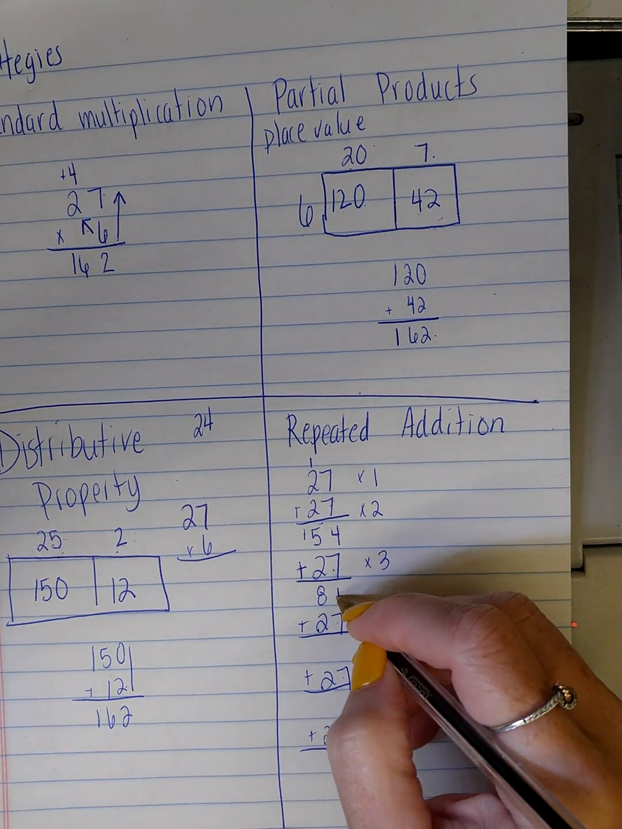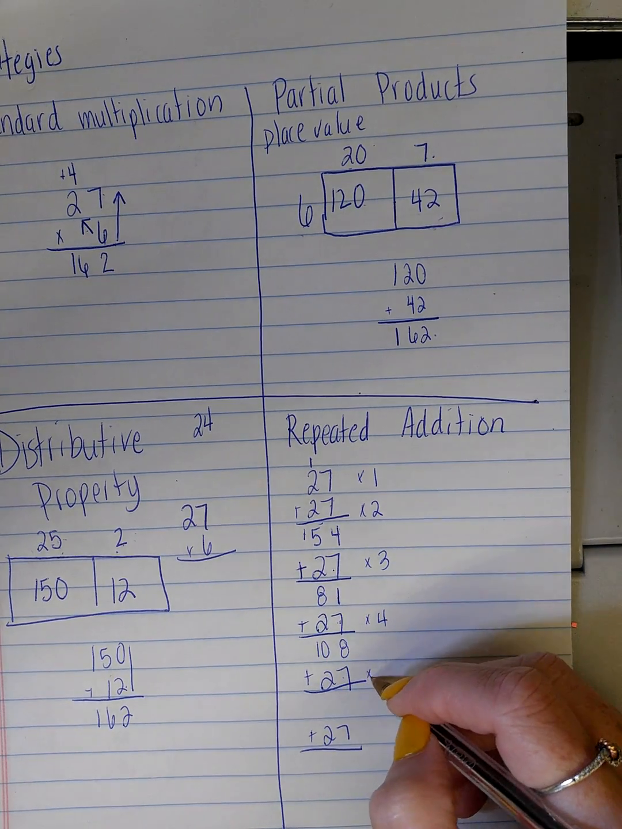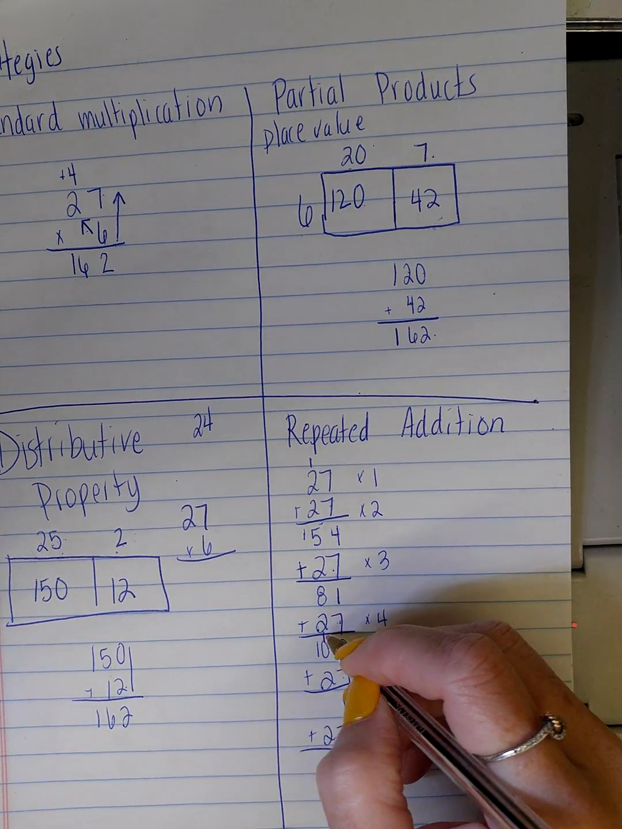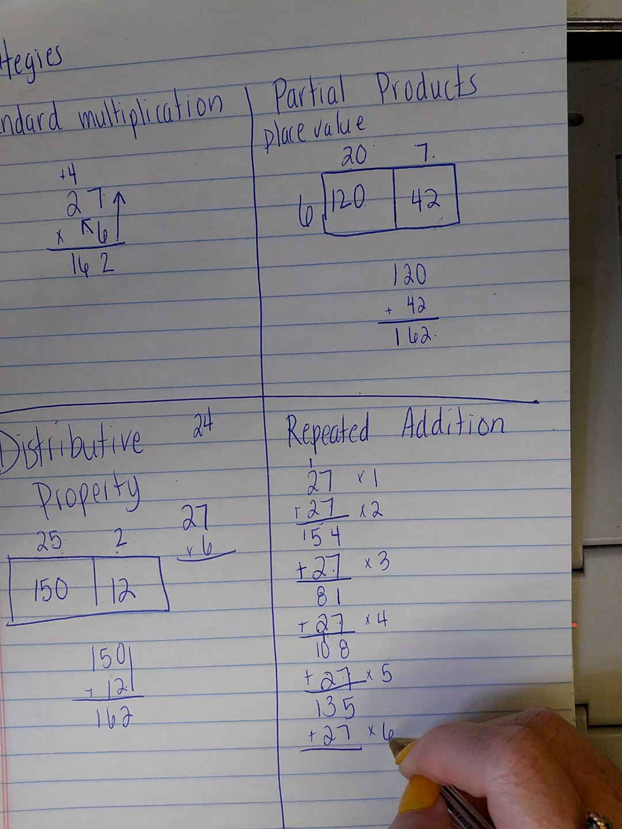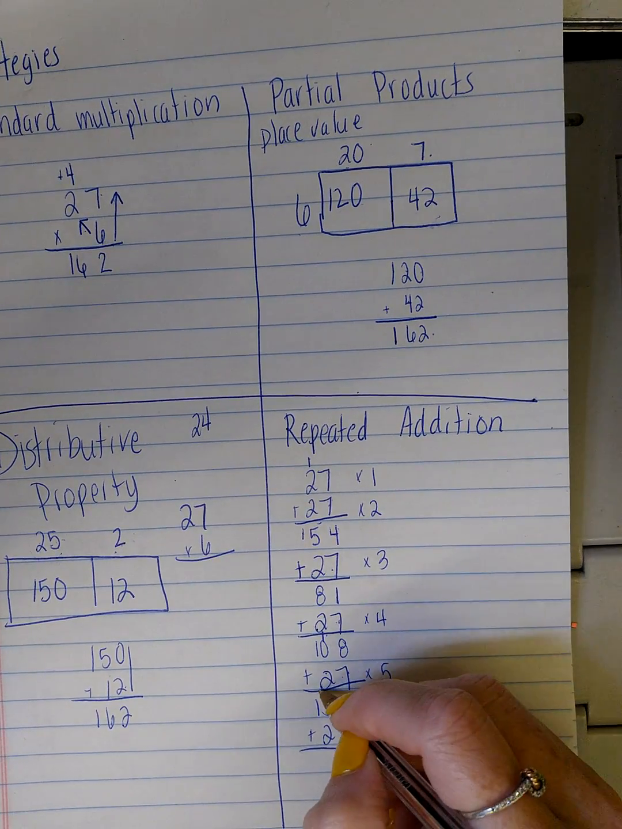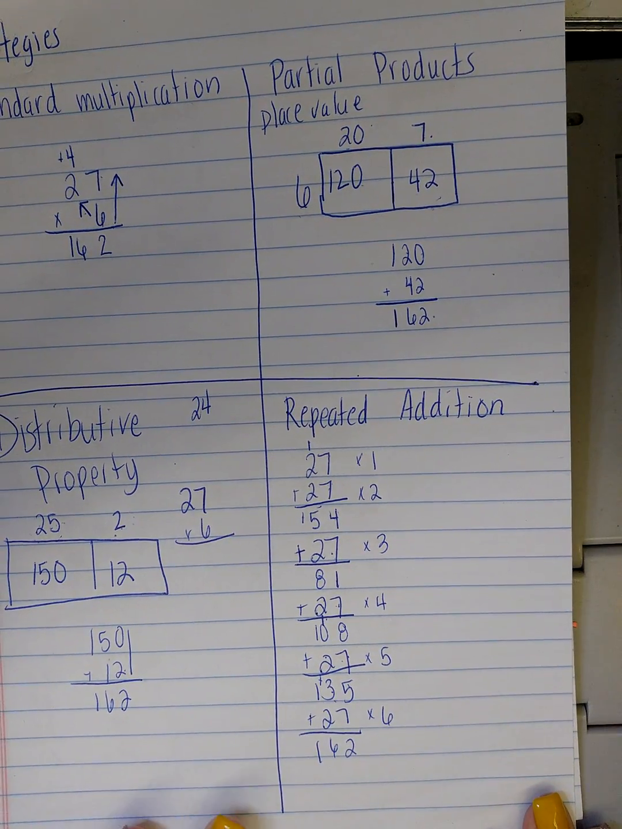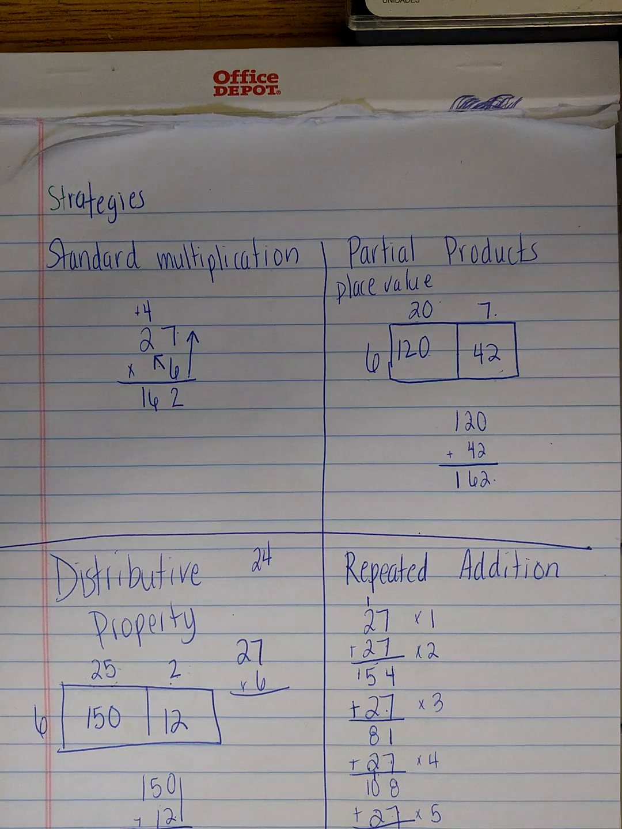81. This is the fourth one. 1 plus 7 is 8. 8 plus 2 is 10. This is the fifth one. 8 plus 7 is 15. Regroup my 1. That's 1 plus 2 is 3 and 5. And this would be the sixth one. That's 2, 3, 4, 5, 6, 162. So you see we ended up with the same answer no matter what strategy we chose.